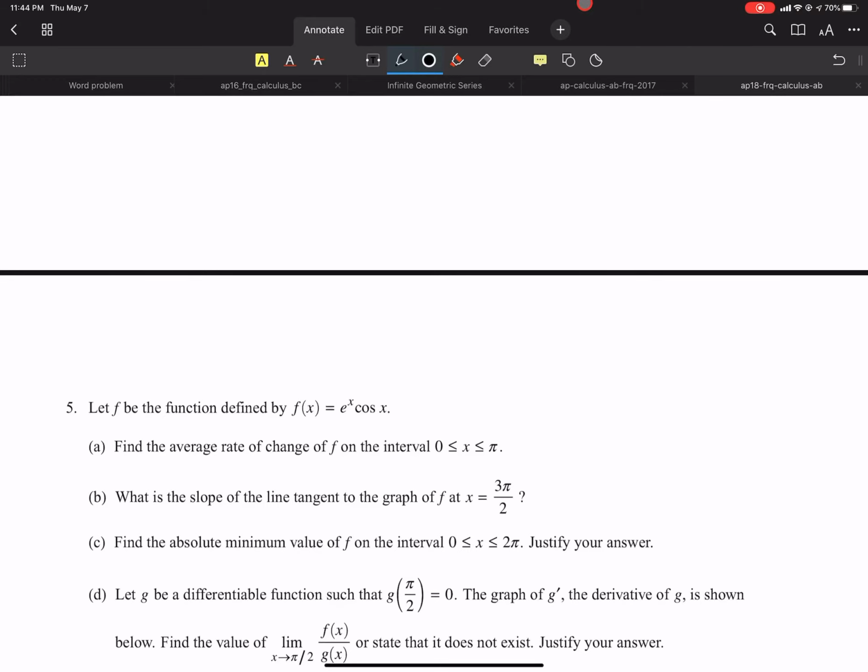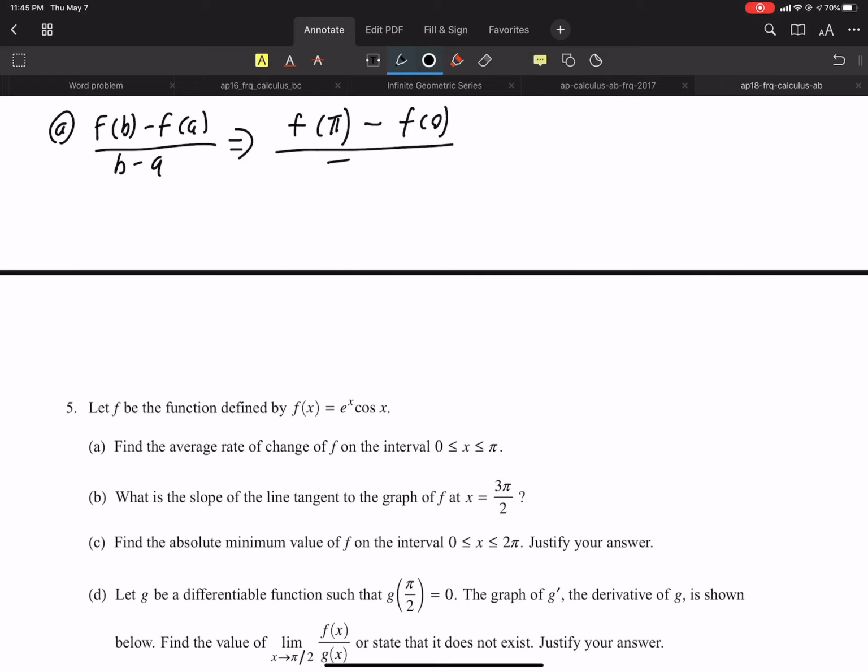2018 Calculus AB number 5. We're doing the average rate of change. So we should know the formula for that. That should be f of b minus f of a over b minus a. So in our case, we're going to get f of pi minus f of 0 over pi minus 0.